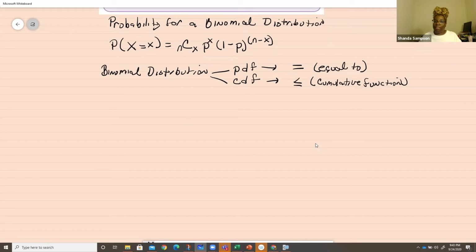So any of the other functions that you need to do in a calculator, you need to manipulate them to be either equal to or less than or equal to. But let's start with an example. So our example will be P of X is equal to 3. So the probability of X equals 3, N equals 5, and P is equal to 0.4. So this is your question.